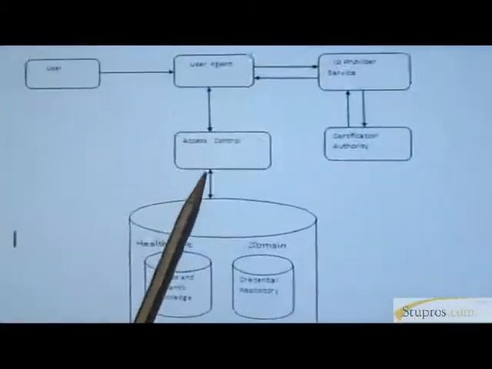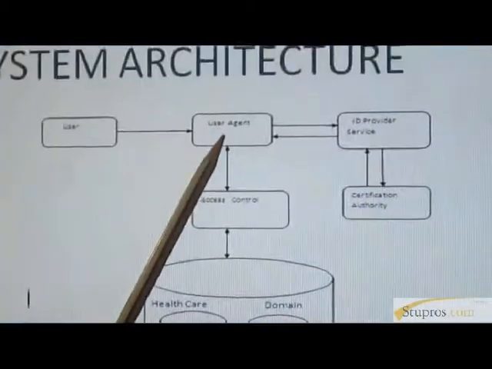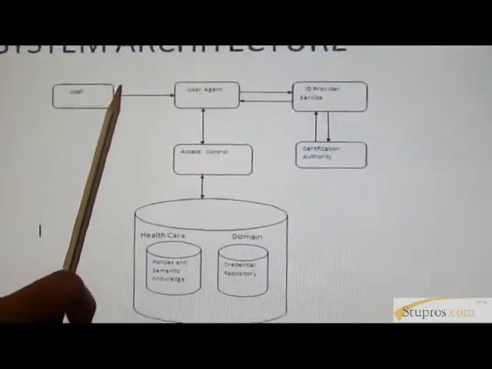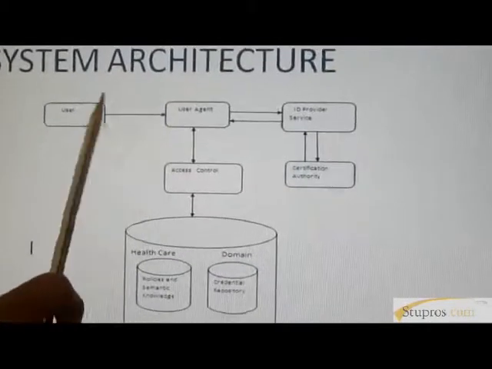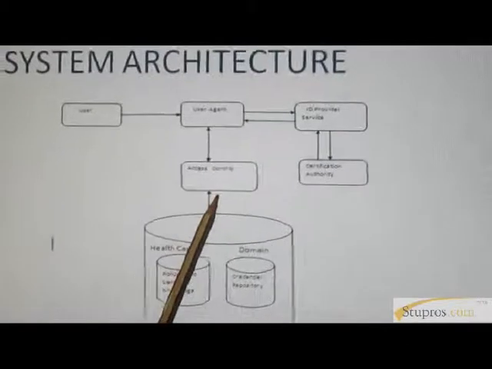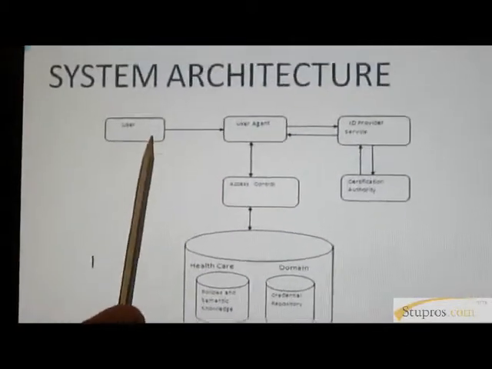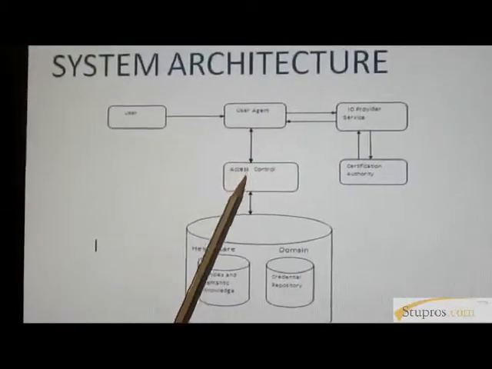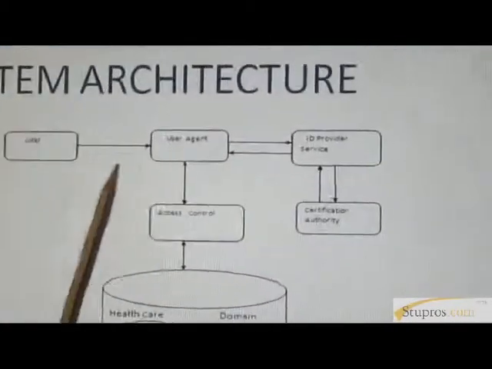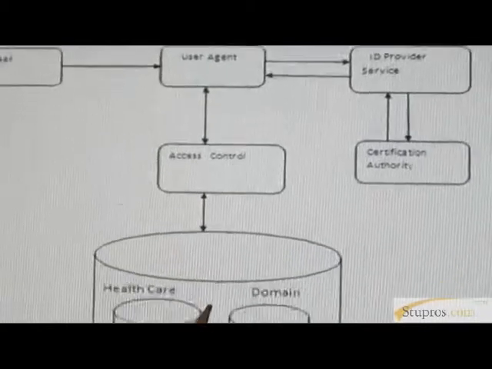In the system architecture, the user enters into a user agent. The user agent will be providing the ID for the user. The ID may be a username or password, and the user will be entering it. And there is an access control layer, which will be checking the user authentication with respect to username and password. After the access control layer, the user will be allowed into healthcare.